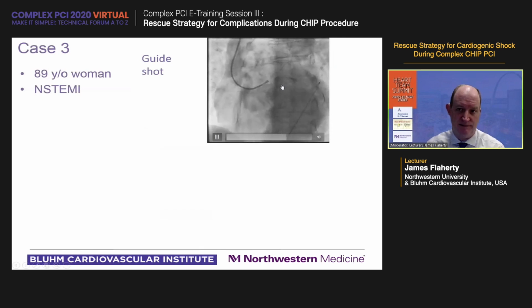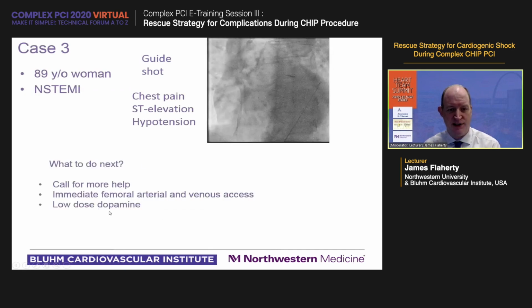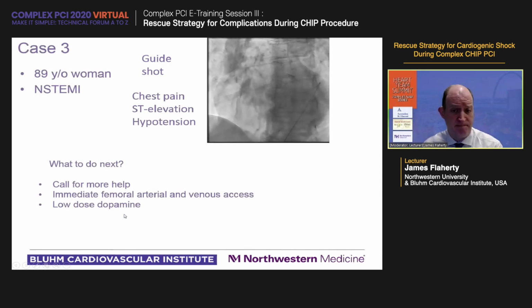Left main occlusion, likely guide dissection. She has chest pain, ST elevation, hypotension. What do you do next? Well, we call from a hub, get more hands on deck. This was done transradially, so we get immediate femoral artery and venous access. Add low-dose dopamine.